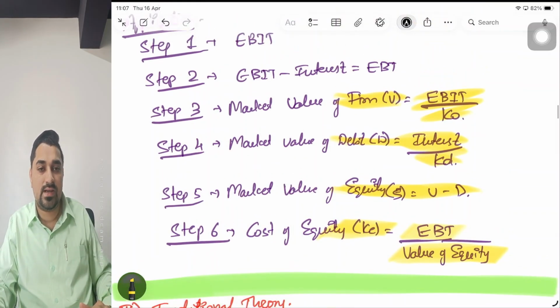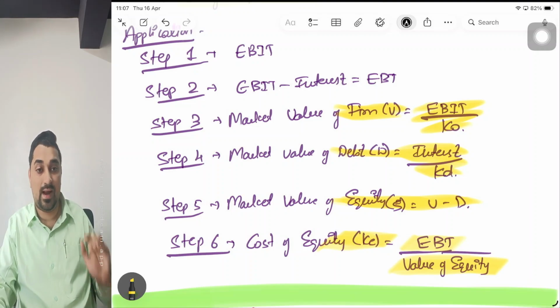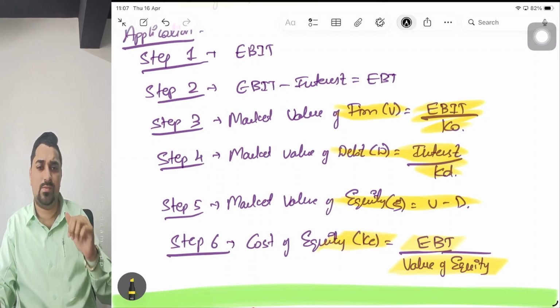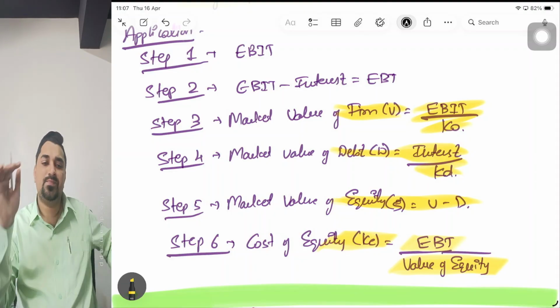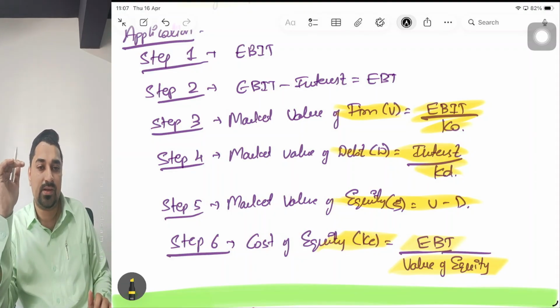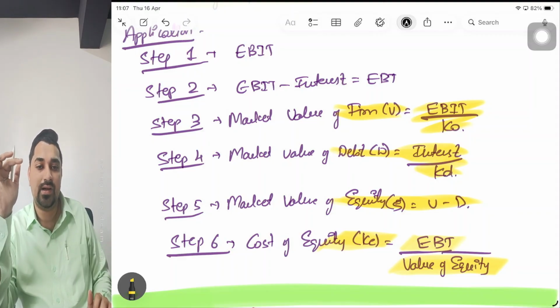How do you differentiate and remember individual theories? By remembering in a stepwise manner, and sequence matters. Again, step 1, EBIT. Step 2 is EBIT minus interest, EBT. Till here, no confusion. Step 3 is value of the firm. How do I calculate? EBIT divided by KO. Next, I will find out value of debt.